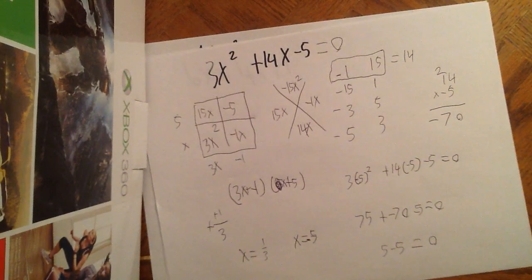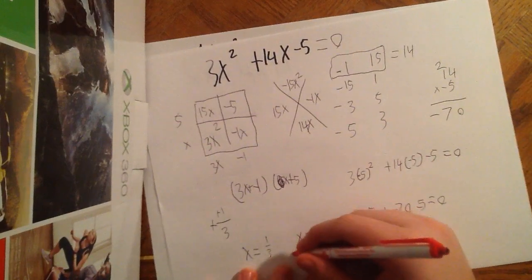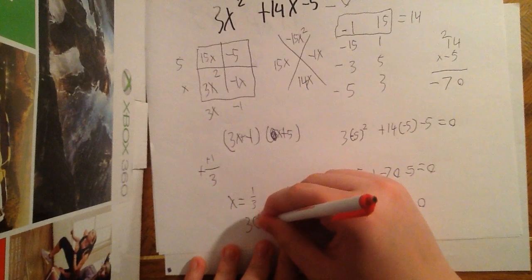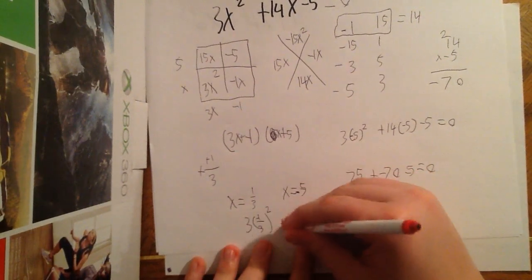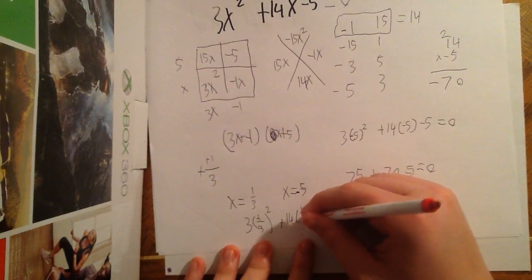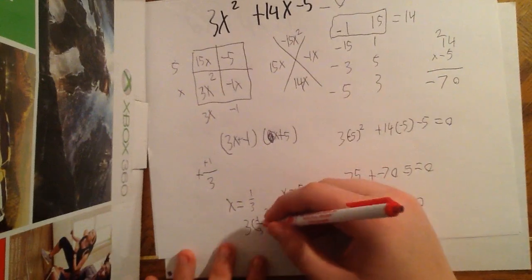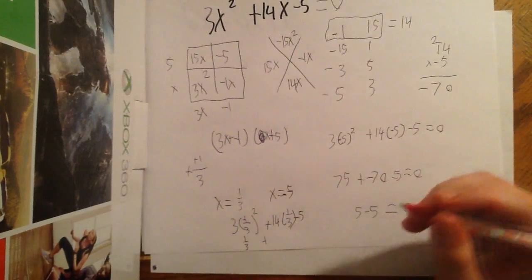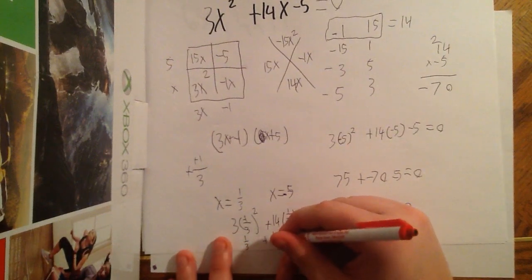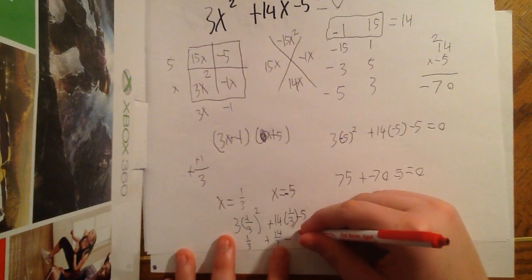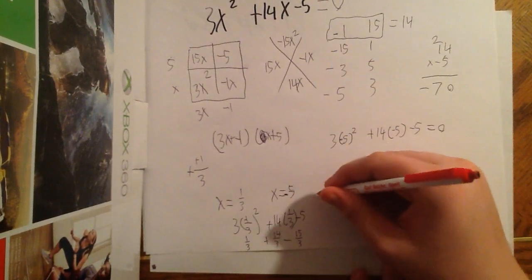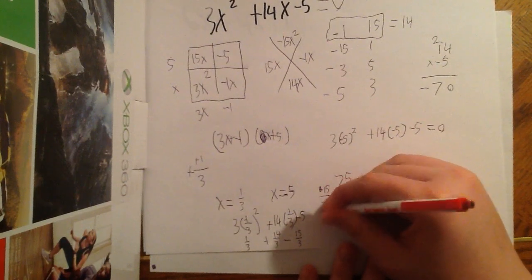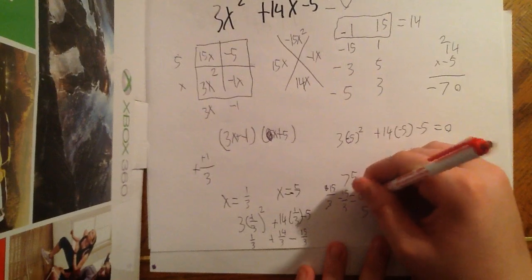And let's do the same thing with the 1/3. So we have 3 times 1/3 squared plus 14 times 1/3 minus 5. So this equals 1/9. 1/9 times 3 does equal 1/3, so we want to have 1/3 plus 14 over 1, so 14/3. And let's just convert this 5 to thirds too, so -15/3. And as you can see, 1/3 plus 14/3 minus 15/3 equals 0. So we know these solutions are correct.